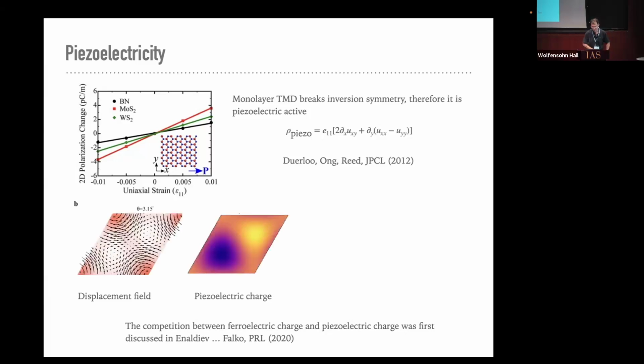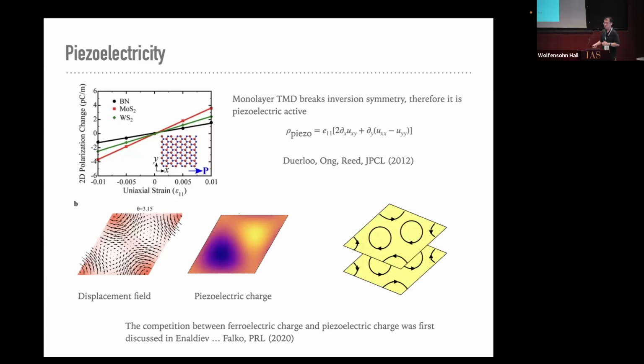Basically you can see this is the displacement field, and this is the piezoelectric charge. Very interestingly, it has opposite sign in XM and MX. For the top and the bottom layer, the relaxation patterns are opposite, so their piezoelectric charges are also opposite. So this way we have another source of interlayer dipole, purely due to the in-plane piezoelectric charge.